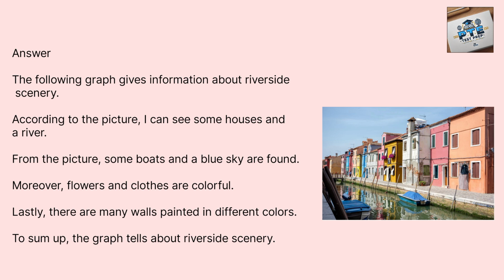The following graph gives information about Riverside Scenery. According to the picture, I can see some houses and a river. From the picture, some boats and a blue sky are found.